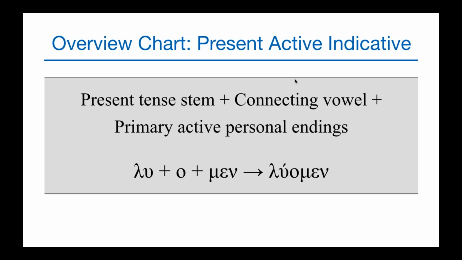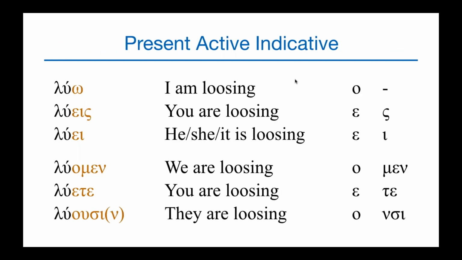Active means that the noun is doing the action of the verb, and then the personal endings has to do with what these are, okay? So for this first one, we've got three parts: present tense stem, connecting vowel, primary active personal endings. So this is the chart that you're going to need to memorize, okay?